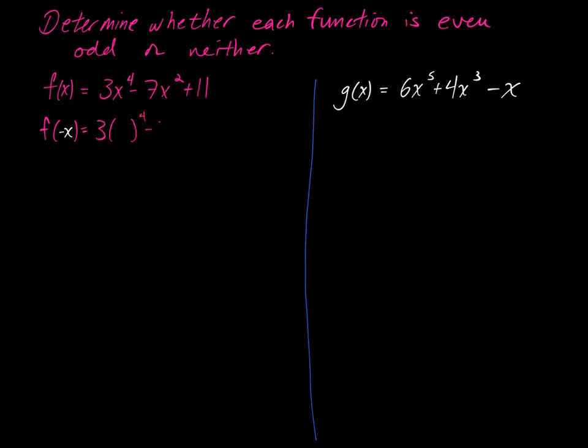So let me do this. So all of these x's will become negative x. And then we just have to remember that if you have negative x to an even power, that will leave you with a positive version of that x to an even power. And if you have negative x to an odd power, that will leave you with the negative x to the odd power.